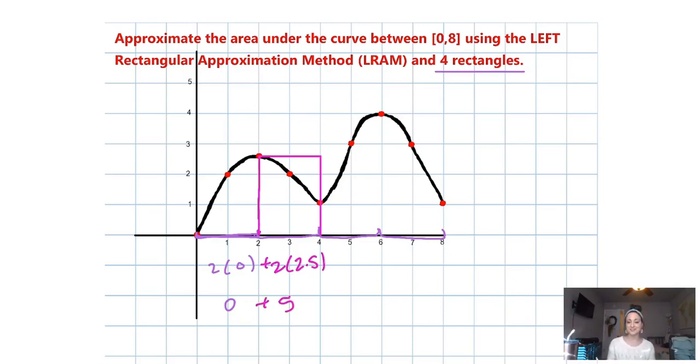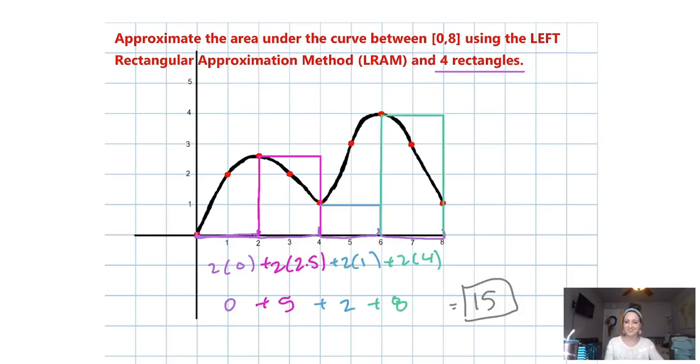See if you can do the next 2 rectangles on your own. Hit continue when you're ready to check. All right, here are my rectangles. I got 15 as an approximation. If that's not what you got, double check, and go ahead and pause if you need to.